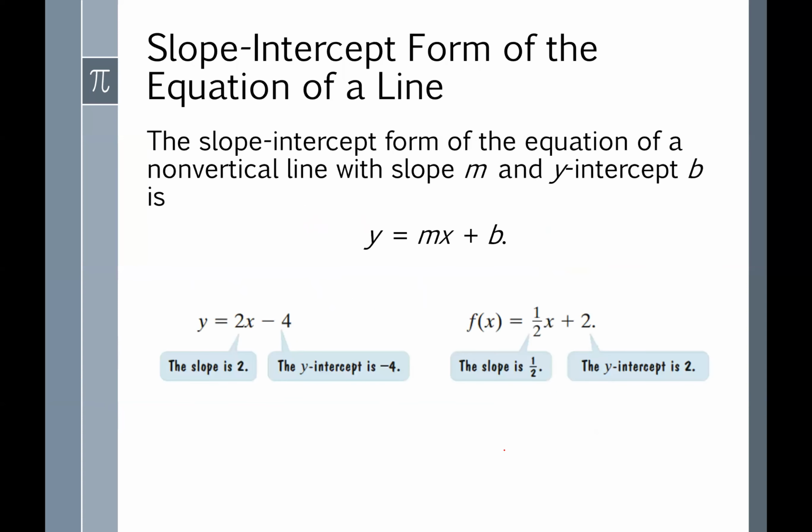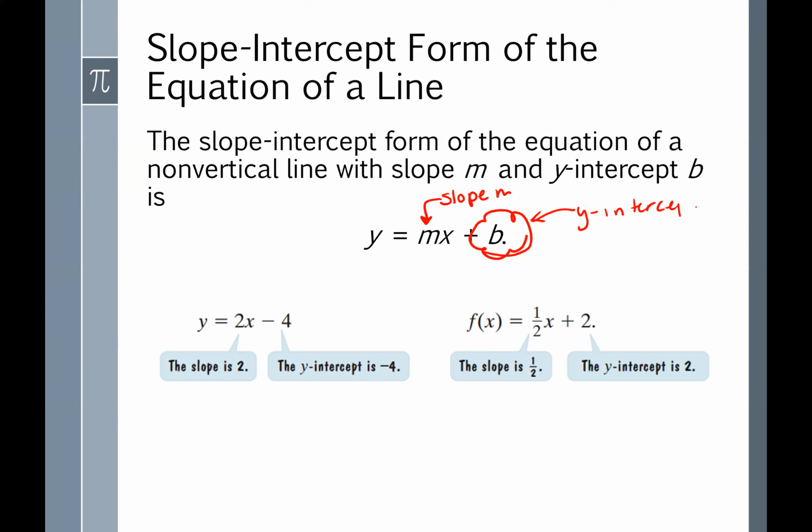So slope-intercept form is when your linear function is in terms of y, and we get y equals mx plus b, where this is the slope of my line. So my slope is m. And this number is super duper important. That constant that you're adding to the x term is the y-intercept.